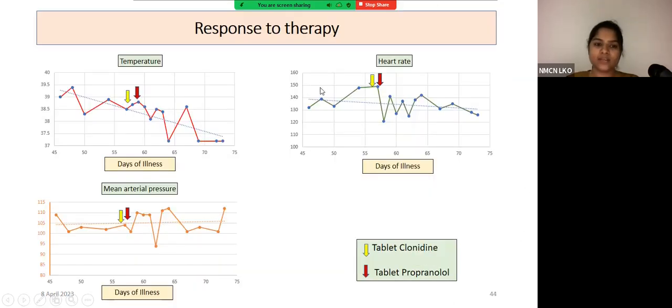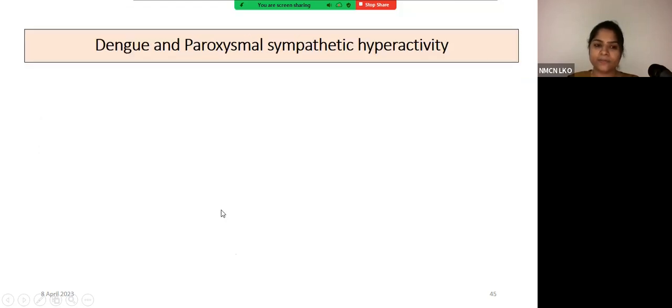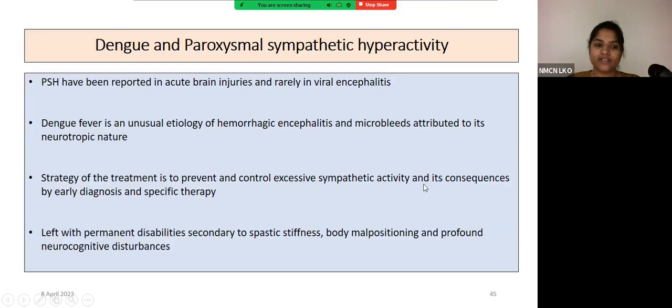Post starting therapy, we can see there is a decreasing trend of temperature and heart rate, and there was not much change in the mean arterial pressure. So, dengue and paroxysmal sympathetic hyperactivity. PSH has been reported in acute brain injuries and rarely in viral encephalitis.